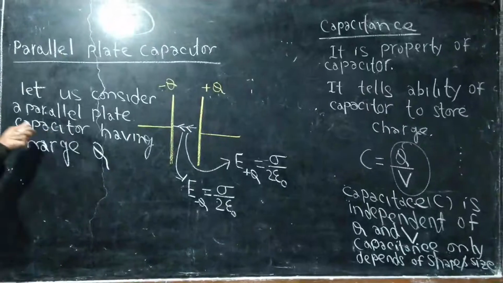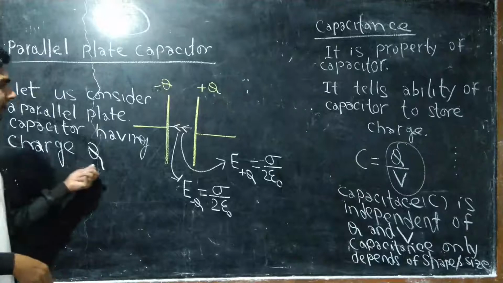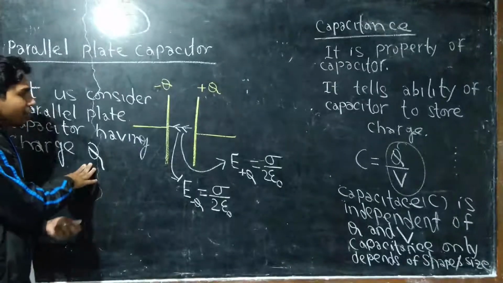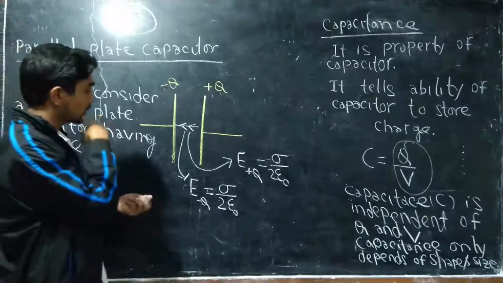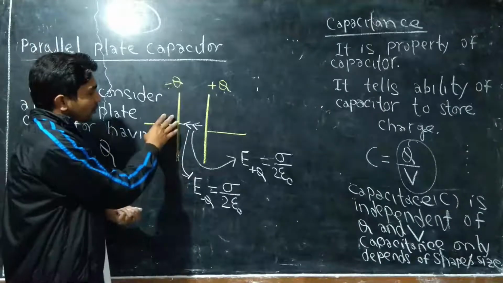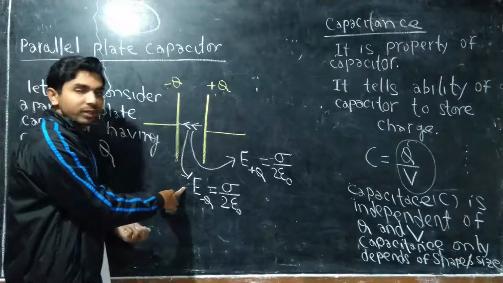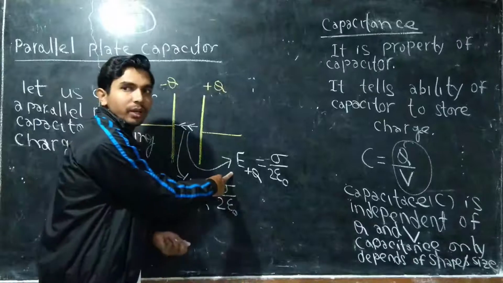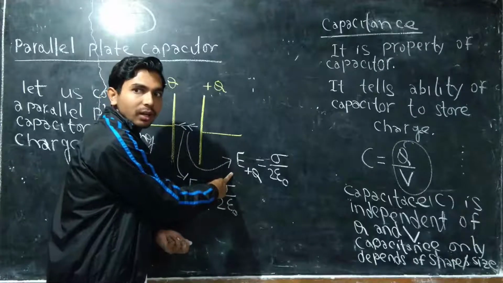So let us consider a parallel plate capacitor having charge Q, right? Again, charge Q means charge on the positive plate. And so negative charge on the negative plate is creating this much electric field, and charge on the positive plate is creating this much electric field, right?